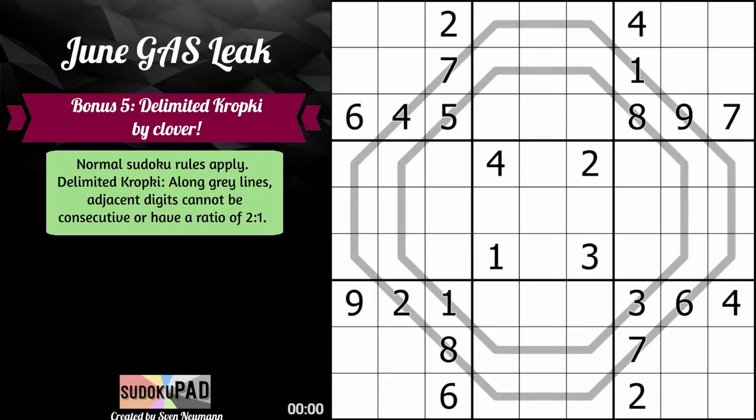Or we just ignore the fact that it's already connected. Sorry. Now that I'm seeing that, I just want to make sure I understand the rules myself because maybe I don't. Along gray lines, we have these loops. Adjacent digits cannot be consecutive or have a ratio of 2 to 1. Not and, it's or. It cannot be consecutive or have a ratio of 2 to 1. I guess we'll just ignore the fact that 6 and 7 are already consecutive, and we'll just solve the puzzle as is. If something breaks, I'll shoot a message to Clover. I'm sure it's fine though, and I'm just being silly about this. So with that, those are the rules. Let's just jump right into it.